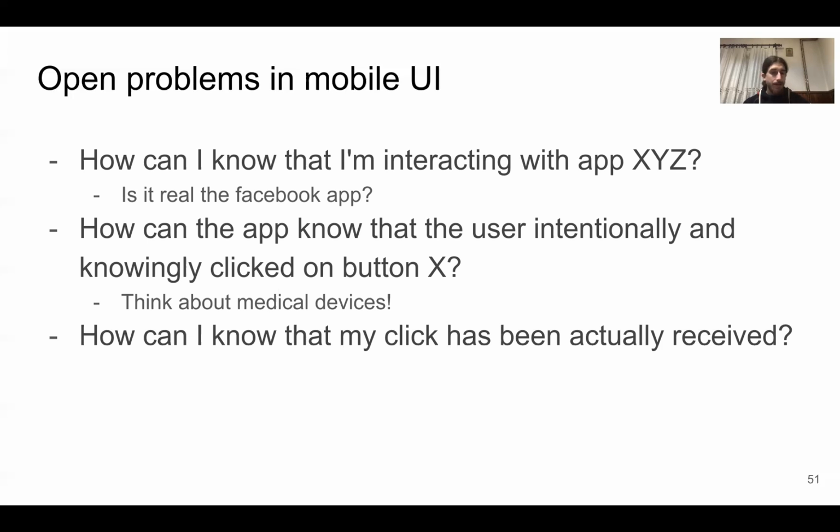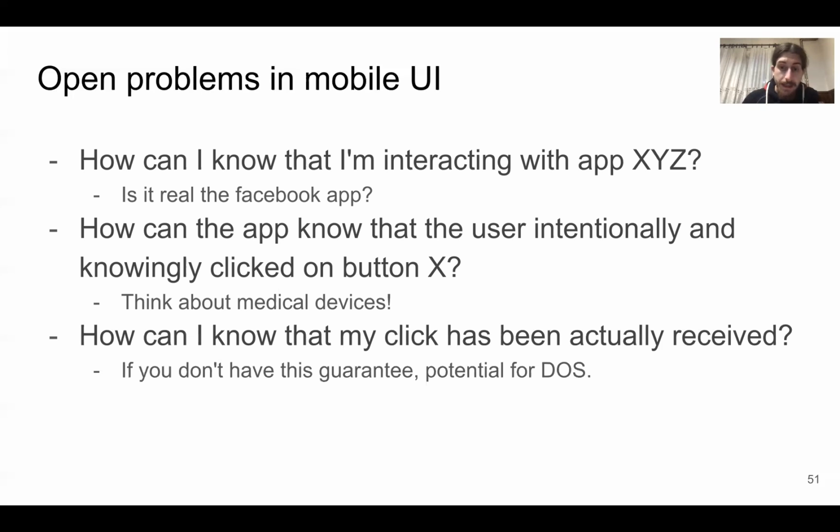Even the missing click could create problems, because you rely on this dose to be injected, but it is not injected, and maybe now you have problems. So if you don't have the guarantee that your click has been sent to the correct application and processed, then you have a potential for denial of service. Again, depending on the situation, this could be life-threatening.